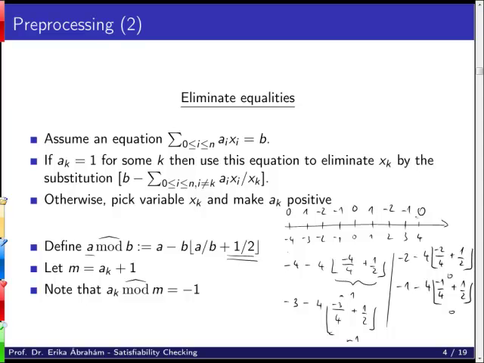So what we do with this modulo operator, first recognize that if I have a coefficient ak and I define m as ak plus 1, then ak modulo m is always minus 1. So if I have an equation and apply this modulo operator to all coefficients of variables, then at least one variable will have the coefficient minus 1. That means, since it is an equation, I can use this equation to eliminate this variable.